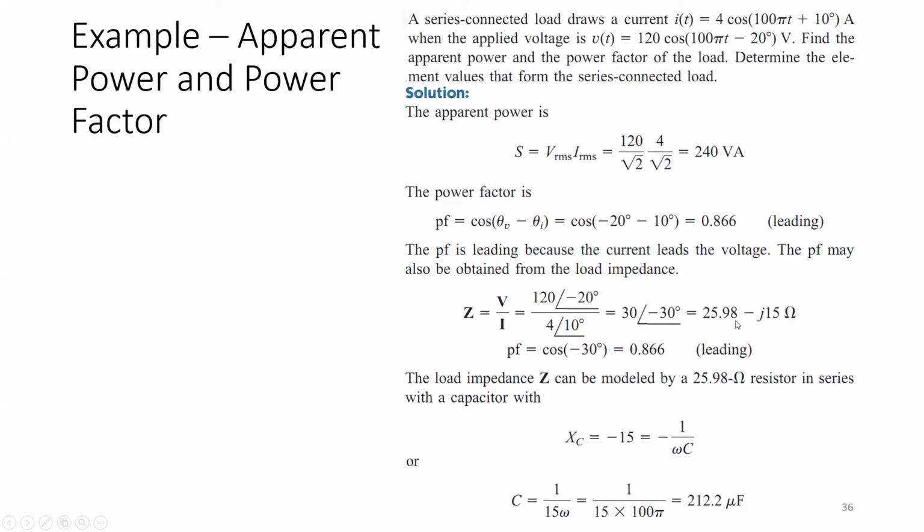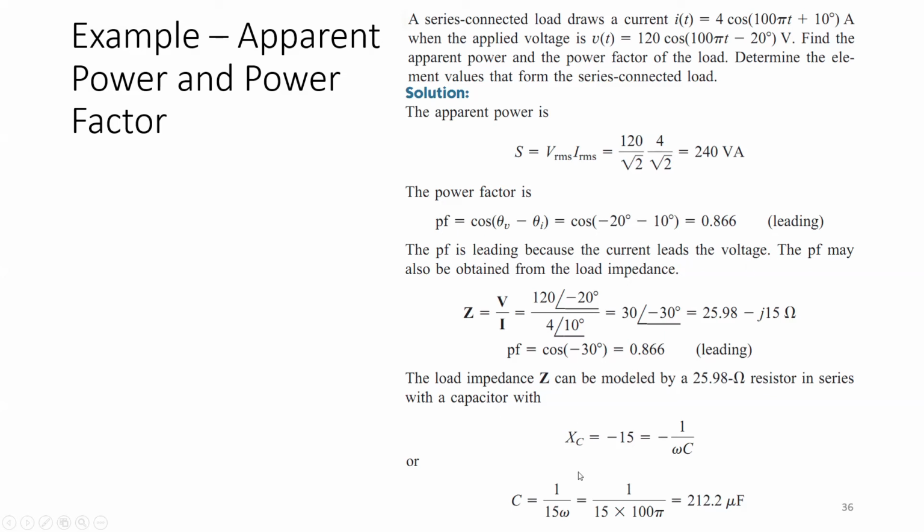This negative sign also indicates the capacitive impedance, because the impedance for the capacitor is minus j upon omega C, and for inductor it's j omega L. So here it's minus, so we can directly get a hint that the impedance is capacitive in nature, and this is also obvious from the power factor calculations.